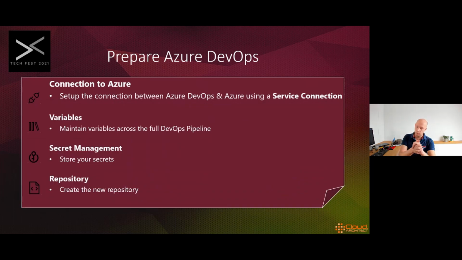First, connection to Azure. Azure DevOps cannot deploy anything unless we allow it. So we're going to need a service connection in Azure DevOps, which enables Azure DevOps to publish or do anything in our Azure environment. Second part is the variables. We can use variables across our build and release, and we're going to use that to store variables which we can use in our CI/CD pipeline.